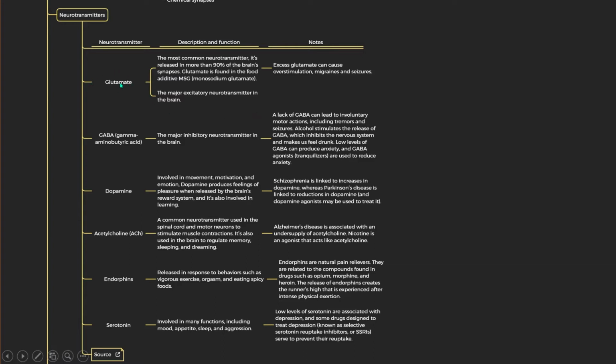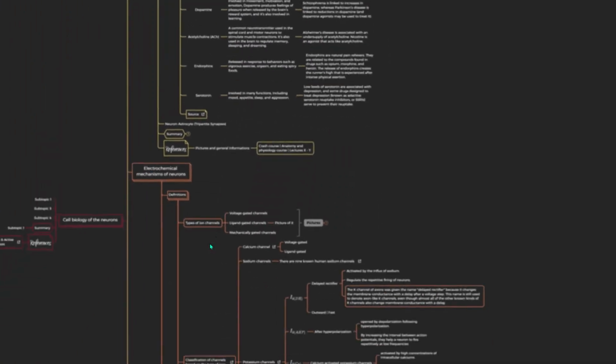If they release glutamate, they excite other neurons. It makes it more probable that the postsynaptic neuron fires. And if they release some inhibitory neurotransmitter, they make the postsynaptic neuron less probable to fire. We also have ATP, which I didn't bring here, but I might update this list later on.